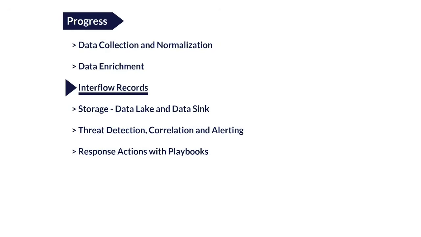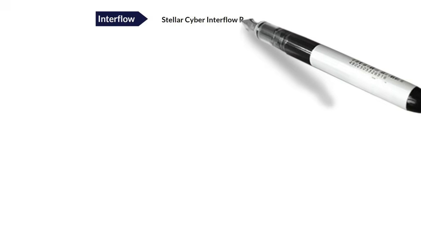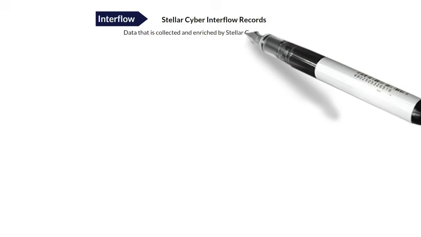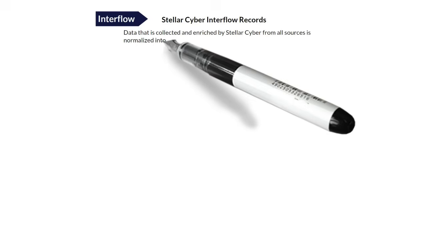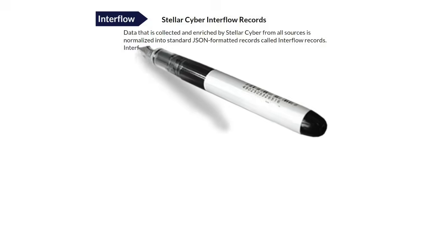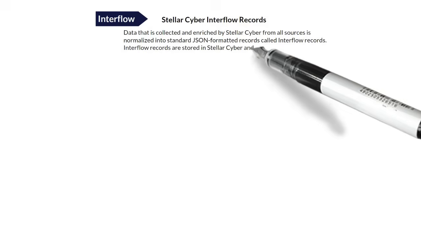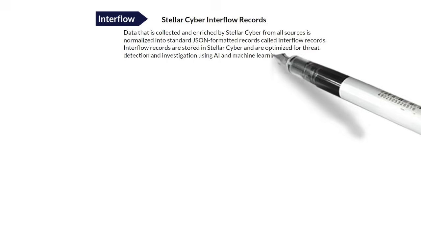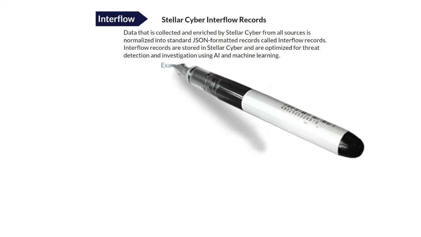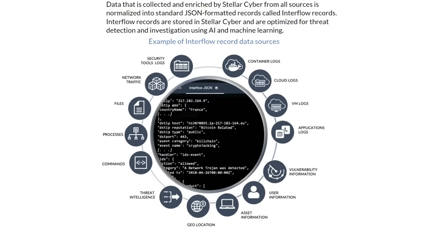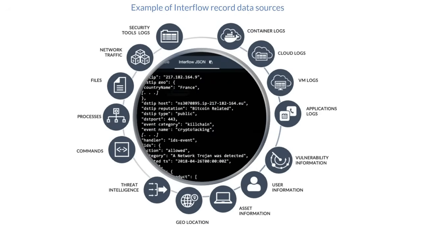Now it's time to learn about Stellar Cyber interflow records. Data that is collected and enriched by Stellar Cyber from all sources is normalized into standard JSON-formatted records called interflow records. Interflow records are stored in Stellar Cyber and are optimized for threat detection and investigation using AI and machine learning. Here is an example of the data sources Stellar Cyber uses to collect important data used in creating interflow records.